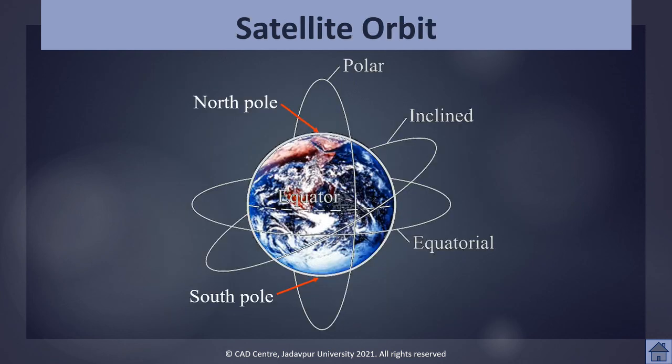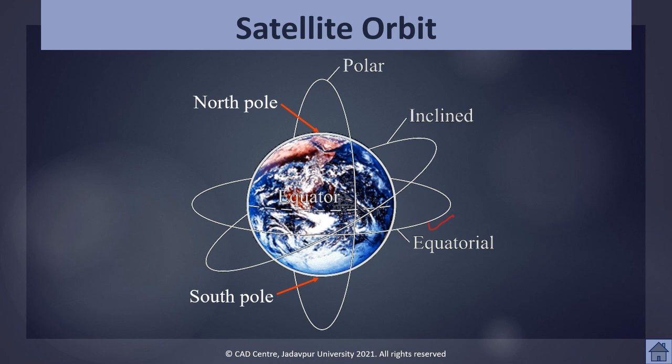Now satellite orbits may be classified based on the inclination. If the angle in between the equatorial plane and the orbital plane is 0 degree, then it is called equatorial orbit. So this is the equatorial orbit. If the equatorial plane and the orbital plane create an angle of 0 degree, then it is an equatorial orbit.